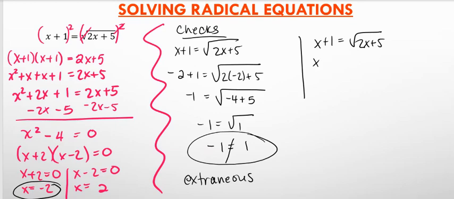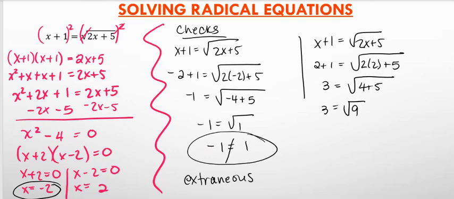I'm going to use the other solution, which was a positive 2. So 2 plus 1 equals the square root of 2 times 2 plus 5. And so this is 3 equals the square root of 4 plus 5. So 3 equals the square root of 9. And so this works. Okay, so our left solution, which is the negative 2, is an extraneous solution.